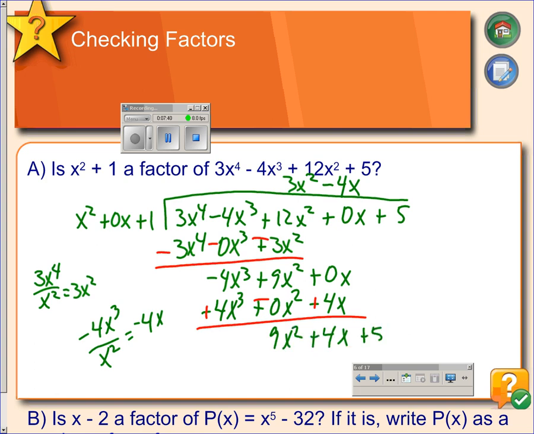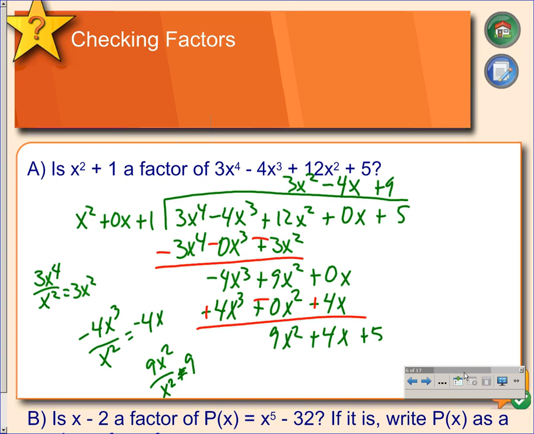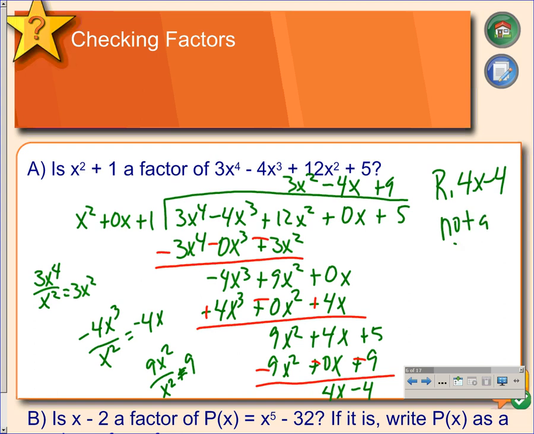Bring down the 5. And now I'm dividing 9x squared by x squared, which gives me 9. So it goes up top. Multiply 9 times the divisor, and I get 9x squared plus 0x plus 9. And subtracting, the 9x squareds cancel. I get 4x minus 4. So I have a remainder of 4x minus 4, and that tells me that x squared plus 1 is not a factor because there is a remainder. So x squared plus 1 is not a factor.